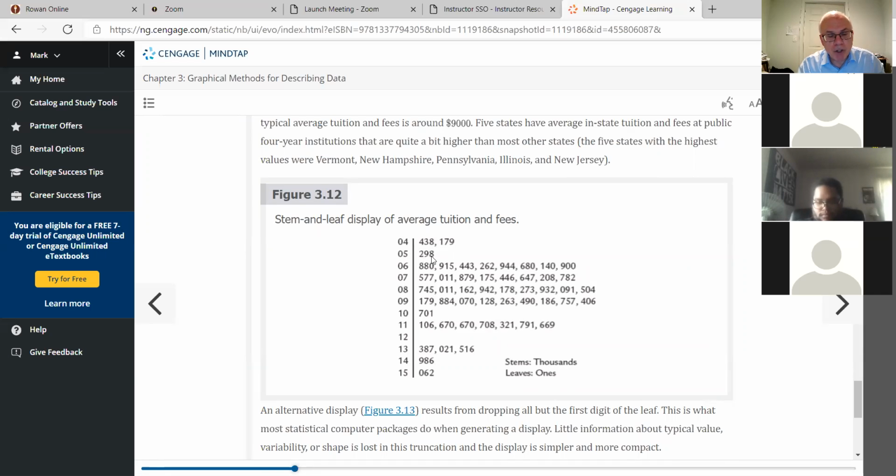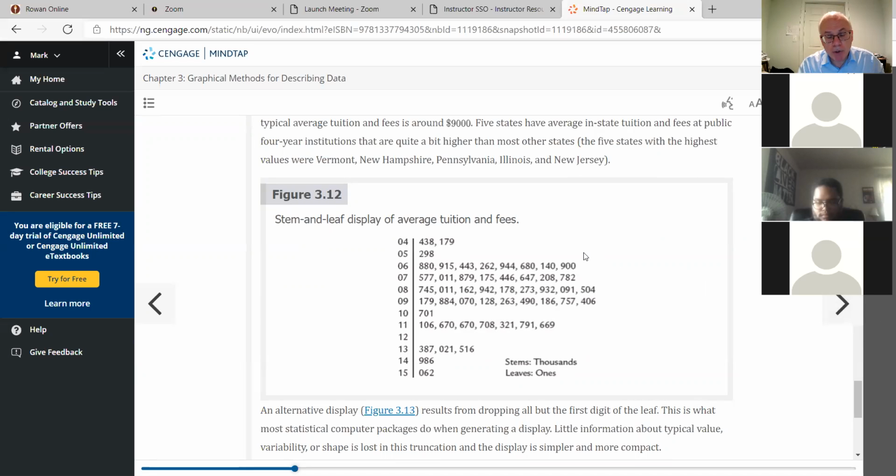Now, if I show you a stem and leaf, it'll be much simpler than this. Typically, I'll show you one where there's just one or two numbers that are stems, and then it'll just be single digit numbers to the right. And the way to read this one, for example, is you just combine the stem with the leaf. And for example, this one would be 4,438. The next number would be 4,179. Okay.